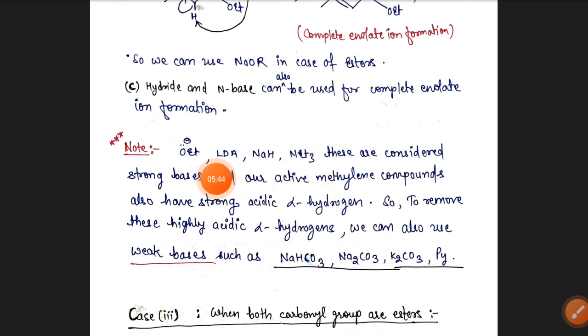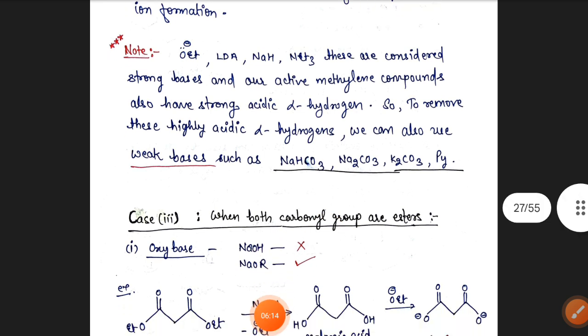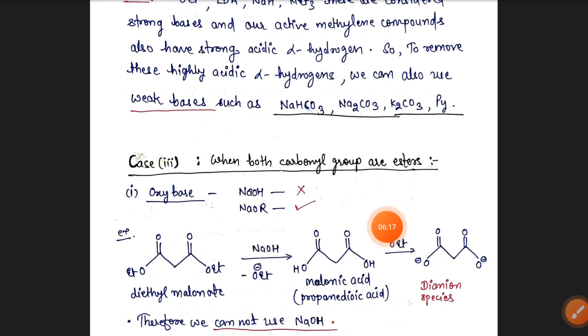Note that OEt, that is ethoxide, LDA, sodium hydride, triethylamine, these are considered strong bases. Active methylene compounds also have strongly acidic alpha hydrogens. To remove these highly acidic alpha hydrogens, we can also use weak bases such as sodium bicarbonate, sodium carbonate, potassium carbonate, pyridine, etc. So case 3: when both carbonyl groups are esters, then only the oxybase NaOR is used.